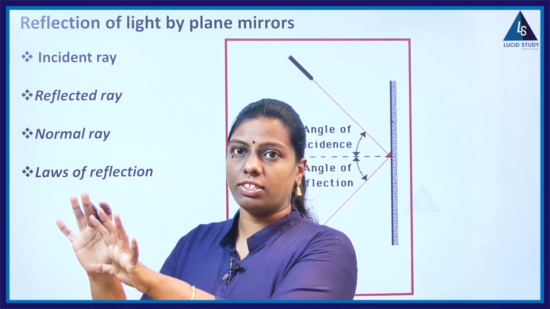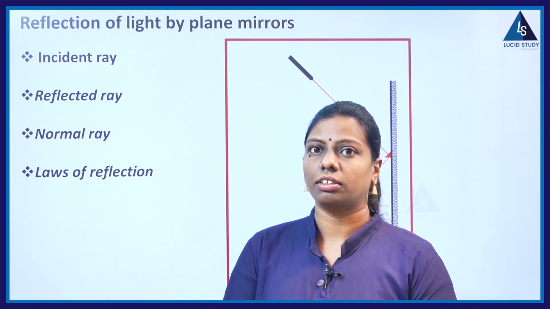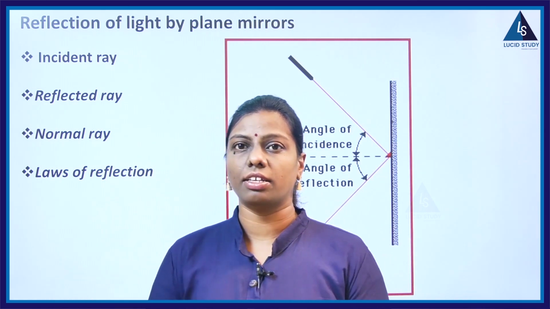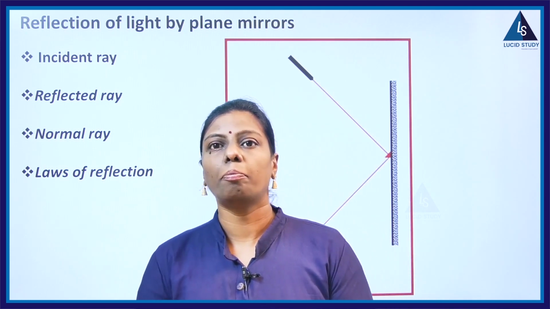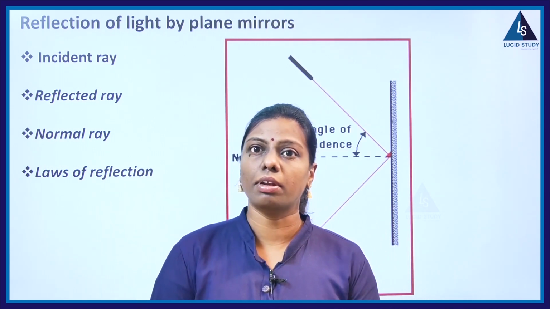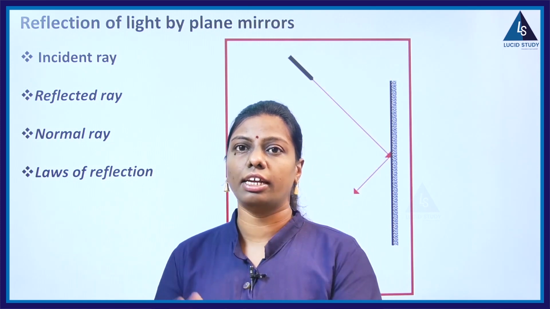When light rays are incident on a surface, they reflect back. So the bouncing back of light rays is called reflection. Reflection by the plane mirror. Yes, plane mirrors also reflect the rays that are incident on them.